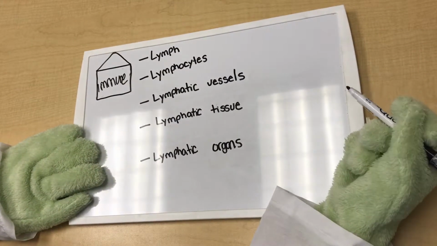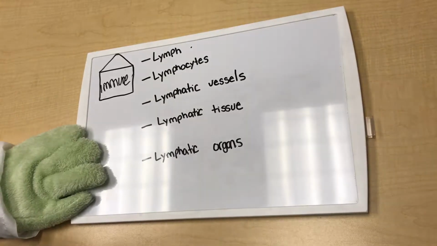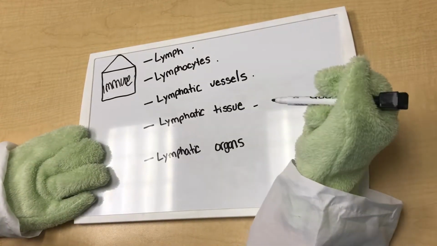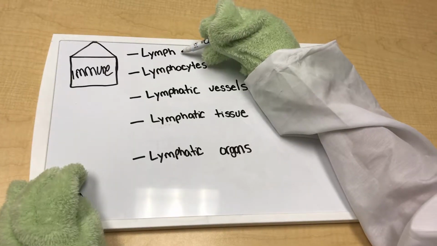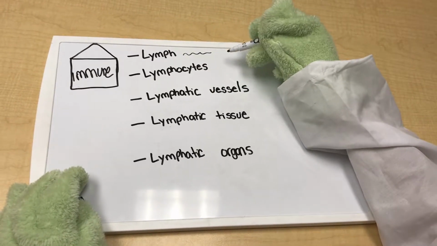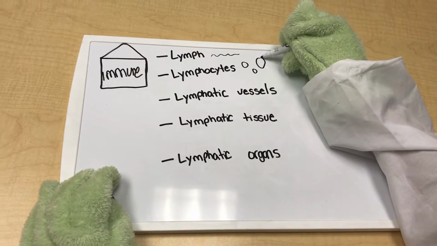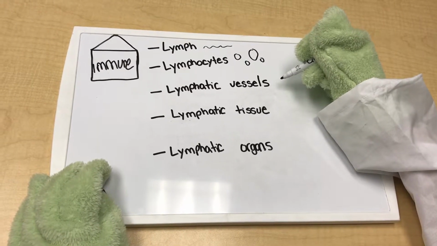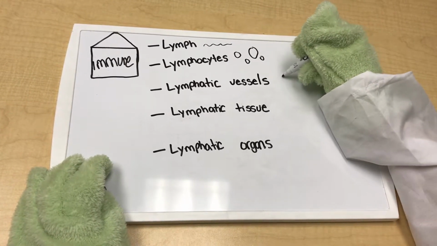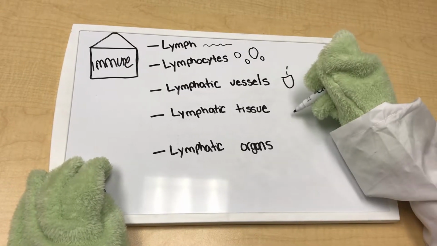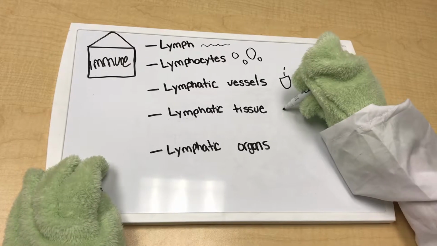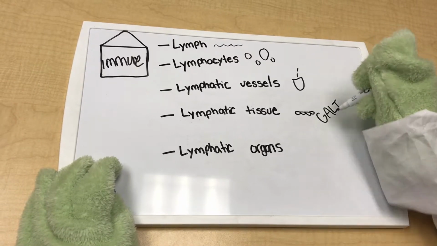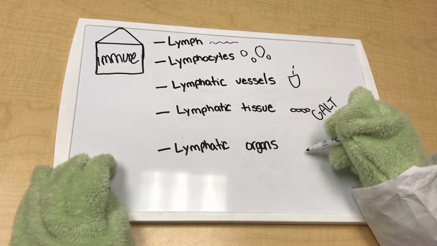There are 5 parts of the lymphatic system: the lymph, the lymphocytes, the lymphatic vessels, lymphatic tissue, and lastly, lymphatic organs. Lymph is the fluid leaked out of the capillaries. Lymphocytes include T helper and T suppressor cells, cytotoxic cells, B cells, and NK cells. Lymphatic vessels are used as the collection system to return lymph to the bloodstream. Lymphatic tissue includes lymphatic nodules, Peyer's patches, tonsils, and gut-associated lymphatic tissue. Lymphatic organs include lymph nodes, thymus, and spleen.